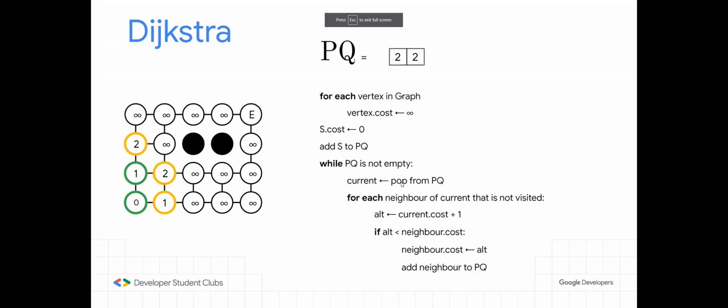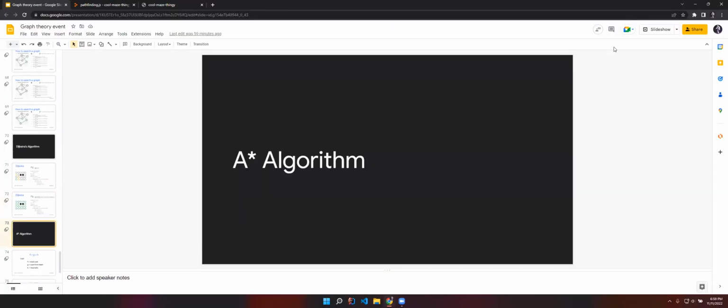So A star, let me begin here. Okay. So A star is actually super common. And when I say super common, I mean it's used in almost every navigational app, Google Maps. It's used in lots and lots of video games for pathfinding. It's super useful, and we'll see why when we go through this.